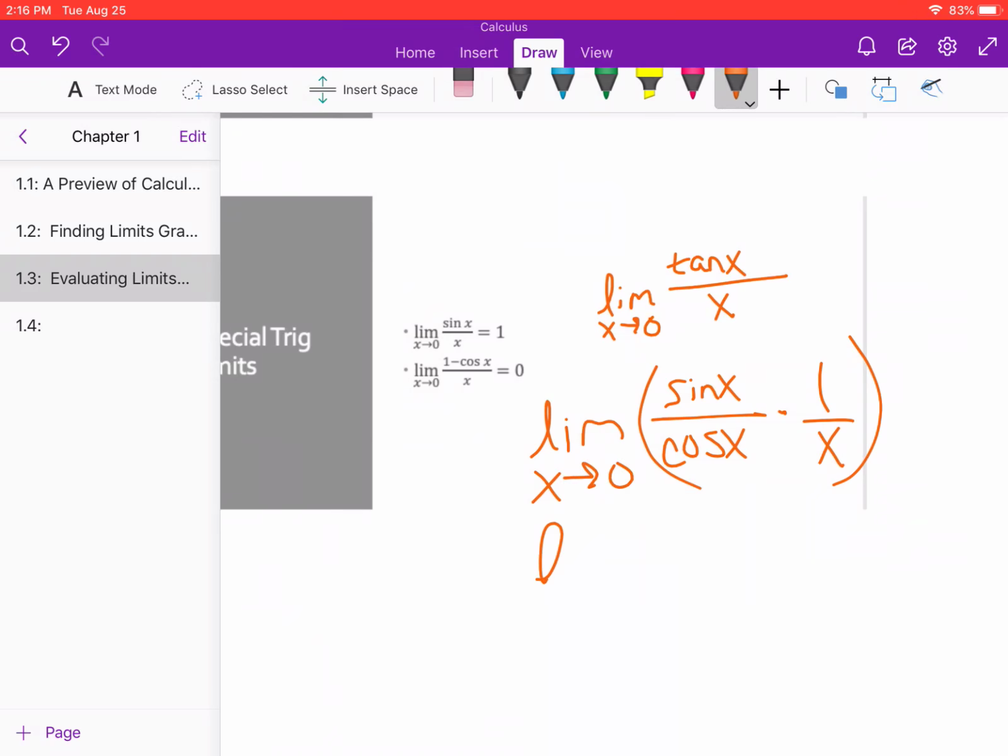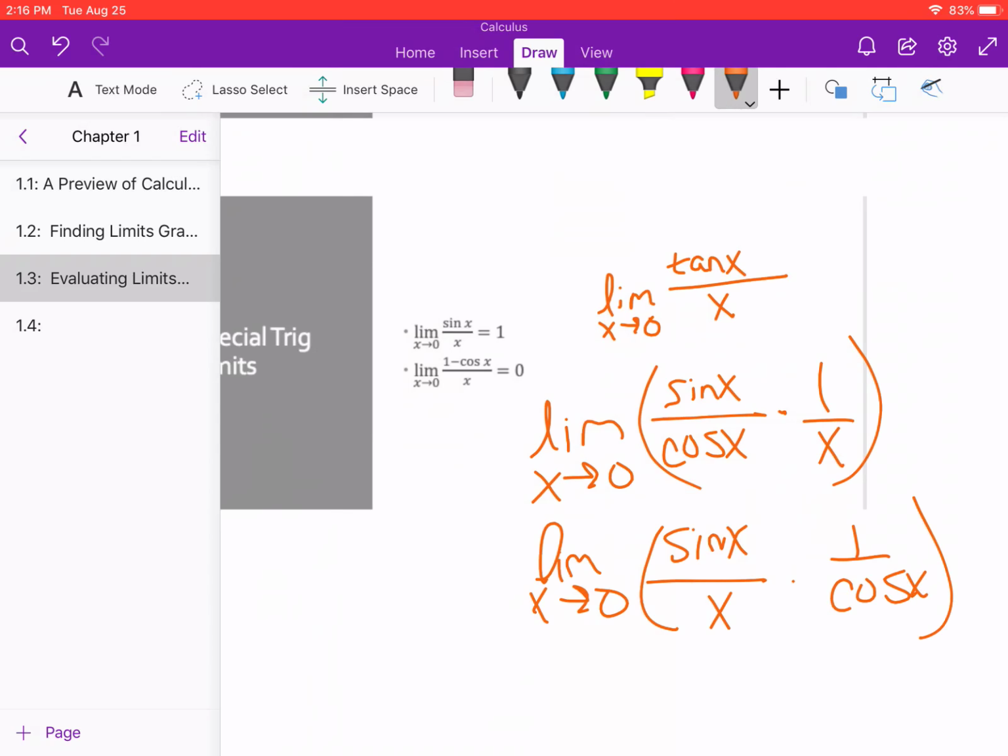I'm going to rewrite this to be the limit as x approaches 0 of sine of x over x times 1 over cosine of x. This works really well because we know that the limit as x approaches 0 of sine of x over x is 1. So we have 1 times, we can do direct substitution for that second part, cosine of 0 is 1. 1 over 1 is 1. So we get 1 times 1, which is just 1. If you ever have questions, go ahead and verify it using your graphing calculator. You can also use a table.